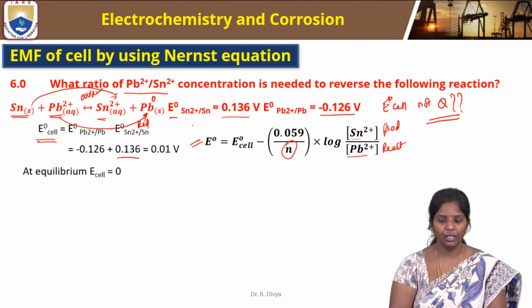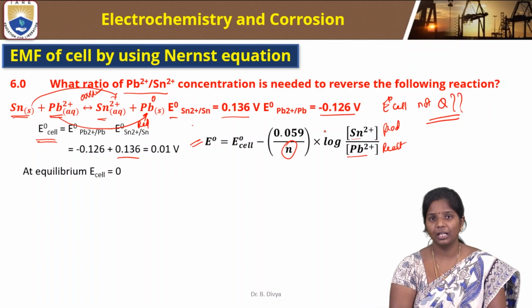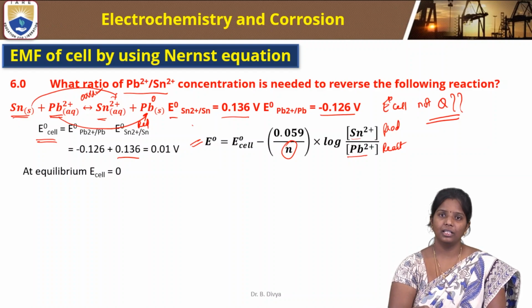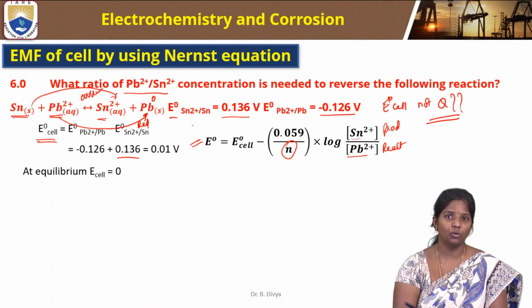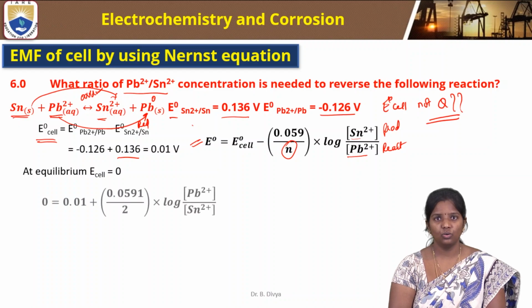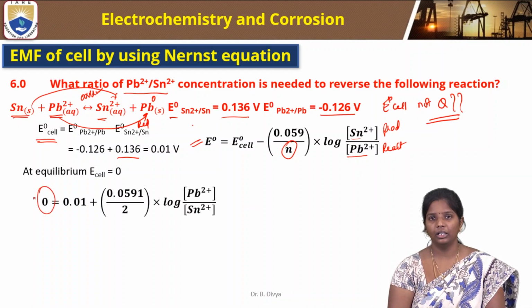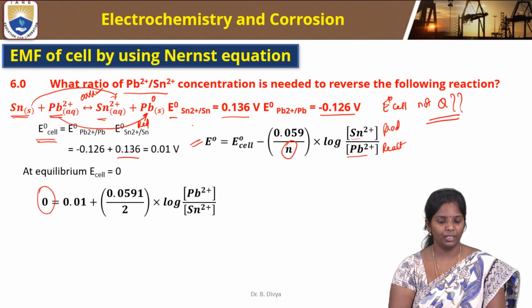Now at equilibrium, whenever there is a reversing of reaction, it means it has to reach some equilibrium. Only upon reaching equilibrium will the reaction go back, moving towards the reactants. So at equilibrium, what happens? E cell will become 0.